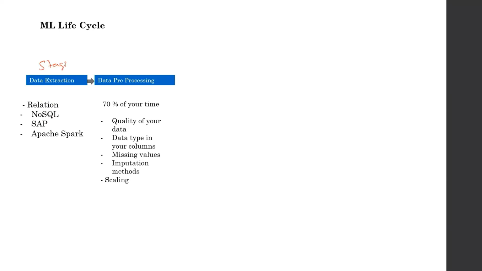The next stage will be your data pre-processing. So this is stage one, and this is your stage two, which is your data pre-processing. And most of your time you're going to spend on this because the quality of the data coming from data extraction may not be in an ideal format for you to run the machine learning model. So you need to clean it, you need to find the missing values and impute them, and do all the data pre-processing steps that are part of this step. So most of the time you will be spending on preparing the data for your machine learning model.